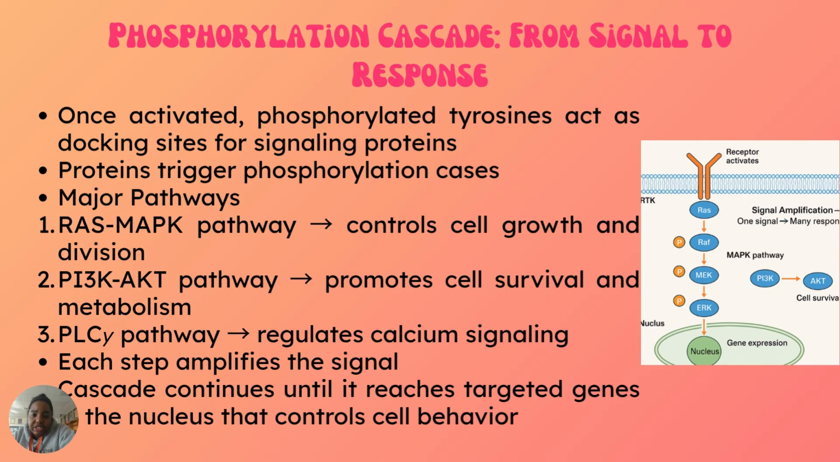Phosphorylation cascades are powerful because of amplification. One receptor can trigger hundreds of RAS molecules, each of which activates hundreds of downstream kinases. This means a single ligand binding event can cause a massive coordinated cellular response.